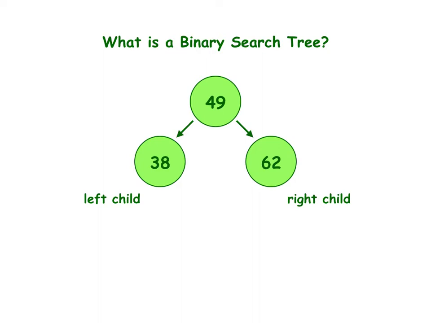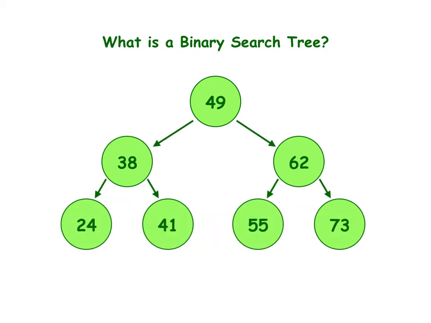Now, that being said, since 38 and 62 are the children, by definition, that makes 49 the parent node. And since 38 and 62 have the same parent, that makes them siblings. And it doesn't have to stop there. 49 is not the only node allowed to have children. 38 and 62 can also have 0, 1, or 2 children of their own. Same goes for 24, 41, 55, and 73, so on and so forth.